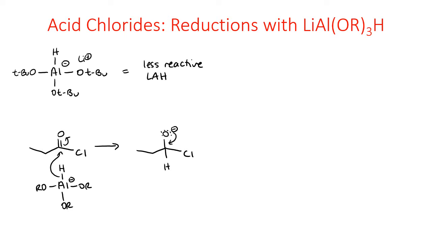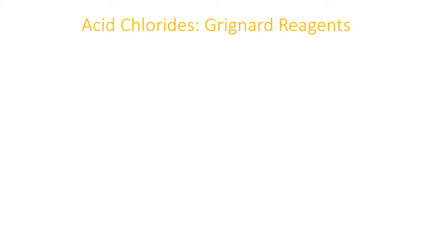Now we will reform the carbonyl. And at this point, the reaction will stop. So this reagent is an excellent way to turn an acid chloride into an aldehyde without risking further reduction into an alcohol, as we normally would with LAH. Now let's take a look at the reactions of acid chlorides with Grignard reagents.